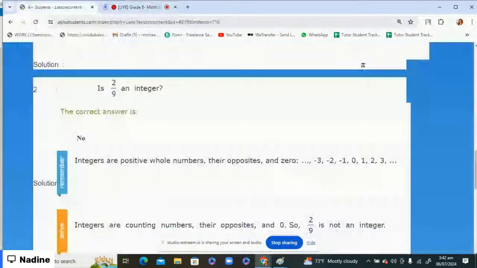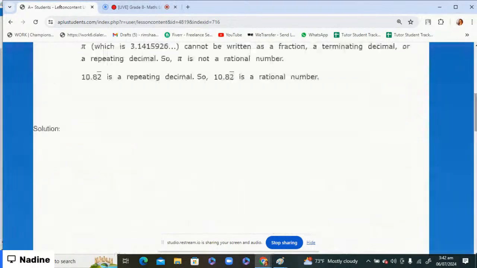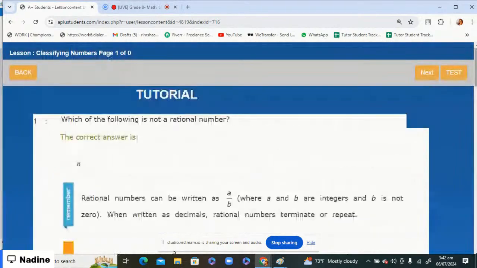So here is the lesson, let's do the first one. Is 2 by 9 an integer? As we know, integers are positive as well as negative, so that means it's not an integer. Now what is a rational number? A rational number is in the form of fractions. So is that a fraction number? No, it's not. So we can say it's not a fraction number as well.